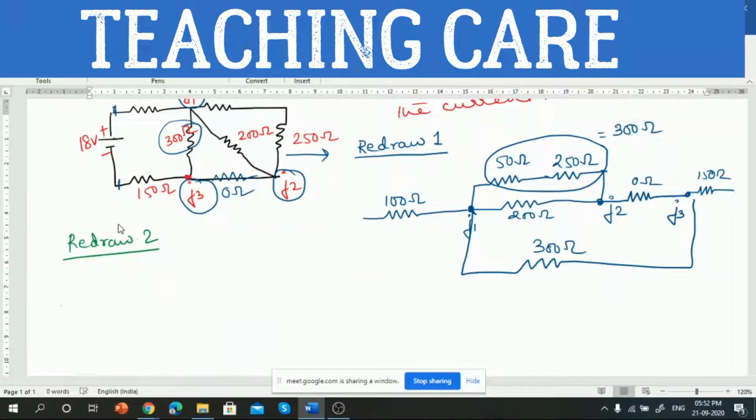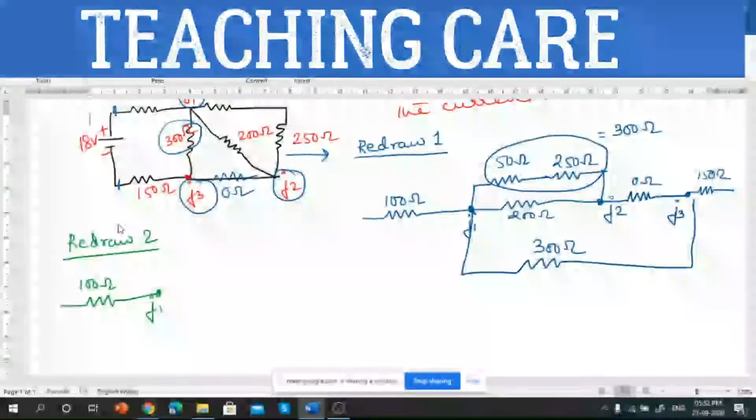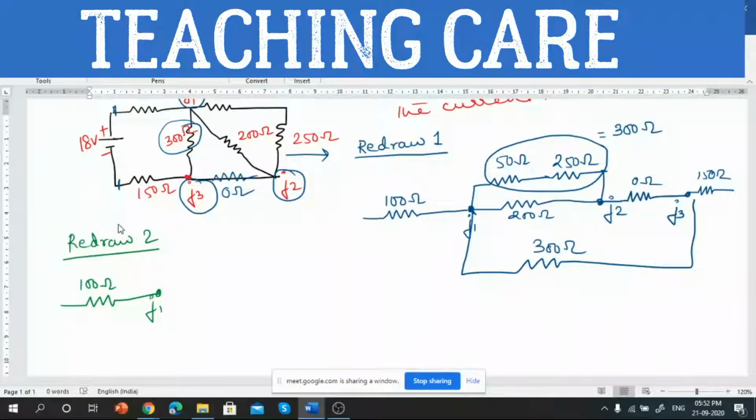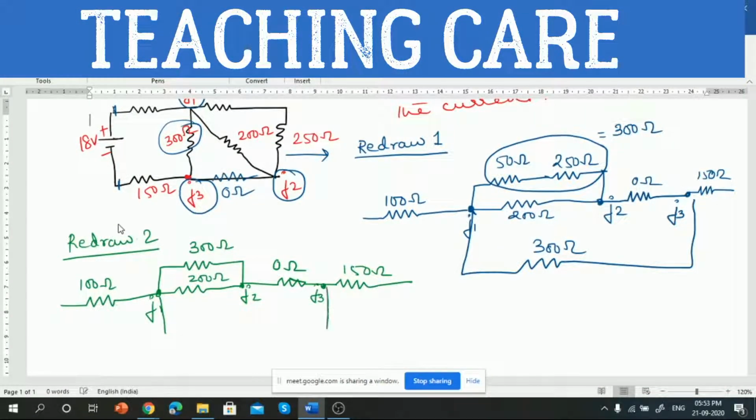So here I am just putting a 100 ohm as usual because nothing was calculated. Instead of this 250 and 50, I'll just put a 300 ohm here, because I've already calculated that to be 300. We have a 200 which was already there. And a 0 ohm was here. Sorry, and a 150 was here. So beneath this we had our junction 3 here. We had the 300 here.